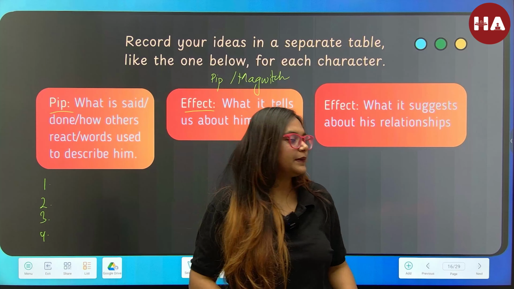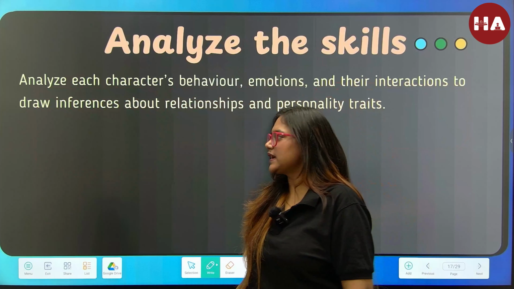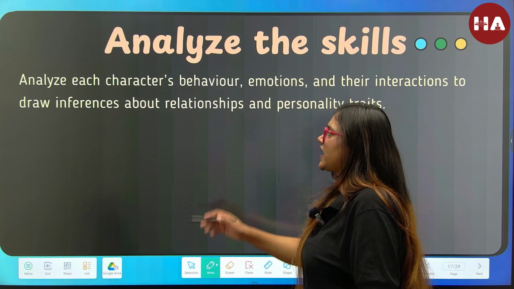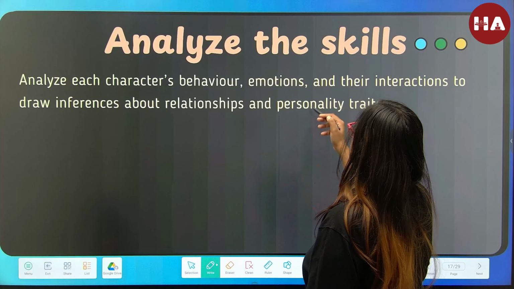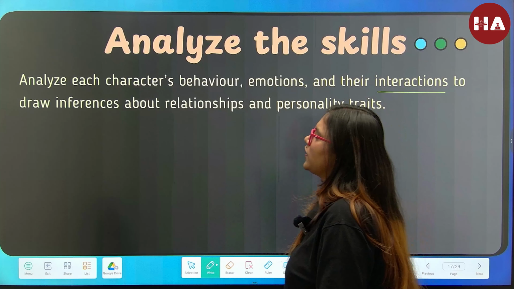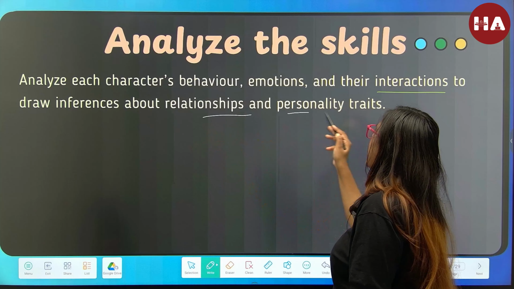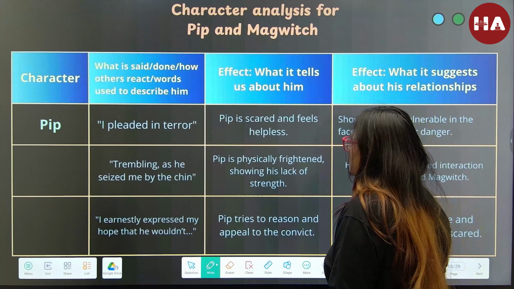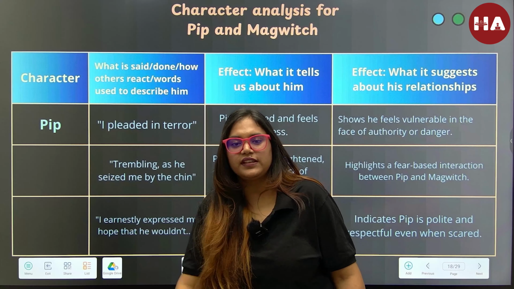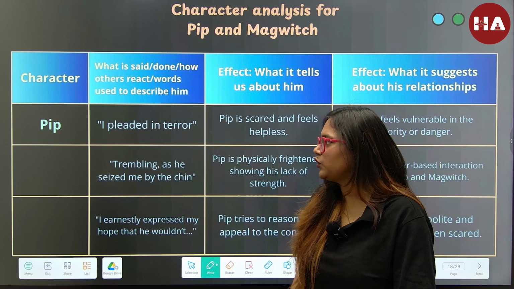I hope you were able to do the same. Let's see some of those. Analyze each character's behavior, emotions, and interactions to draw inferences about relationships and personality traits. This is what you were supposed to do. As I told you, everything you had to note down.